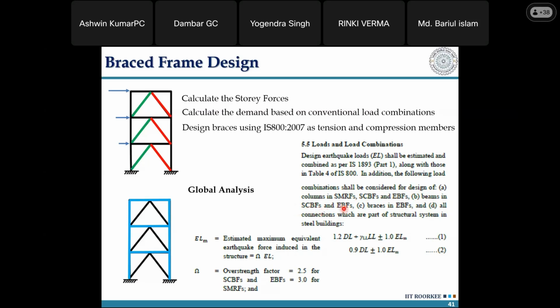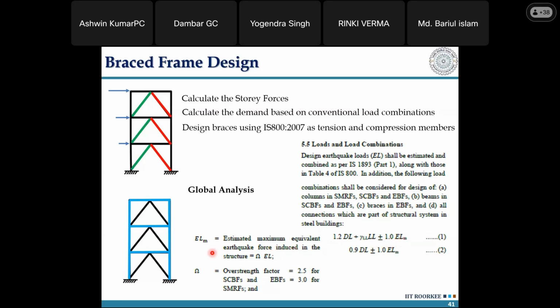So beams in SCBF and EBF are force controlled elements, and braces in EBF, contrary to what is there for CBF, are force controlled elements there because the link elements are the deformation controlled elements. So for all these member designs, it gives you a combo: 1.2 dead load plus gamma LL live load, I mean the live load factor, whatever is given by the code, plus 1 times ELM.